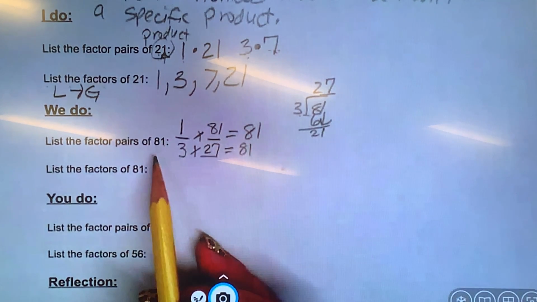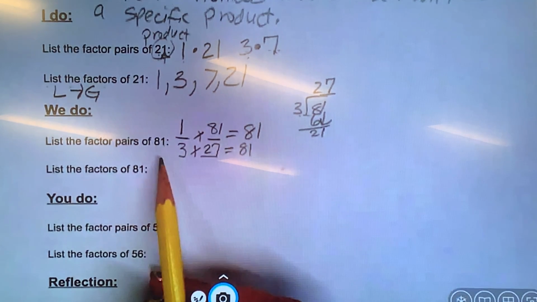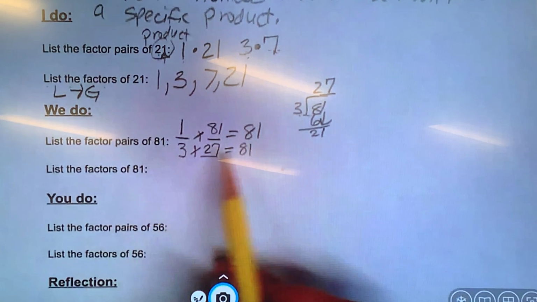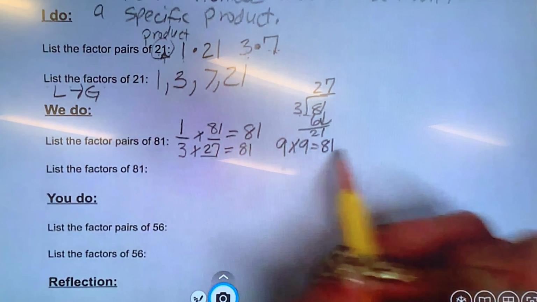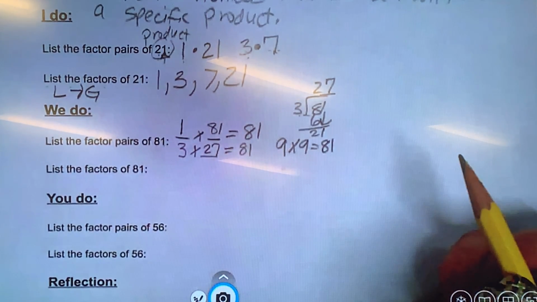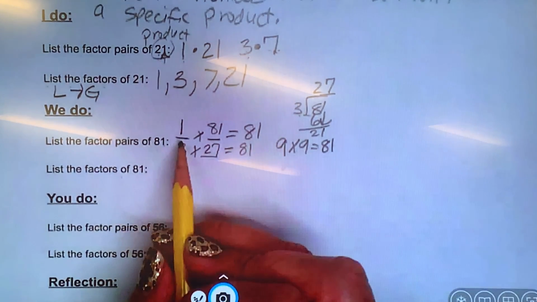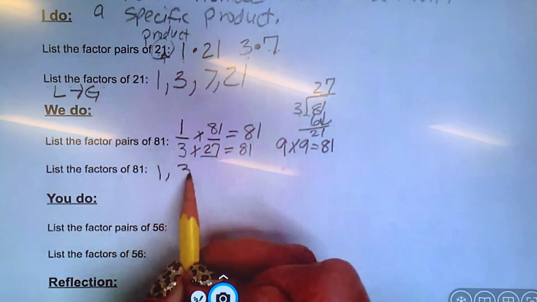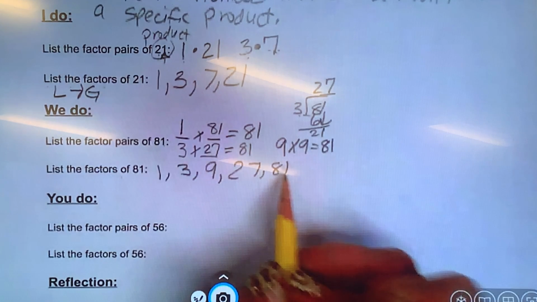4 does not go in it. 5 does not go in it. 6 does not go in it. 7 does not go in it. 8 does not go in it. Oh, but I know that 9 times 9 is 81. So to list my factors, I'm going to say 1, 3. I'm only going to put 9 one time, 27, and 81.